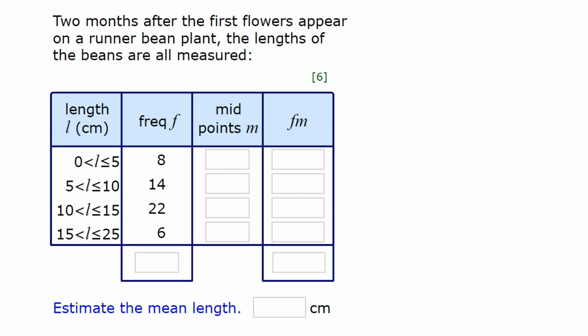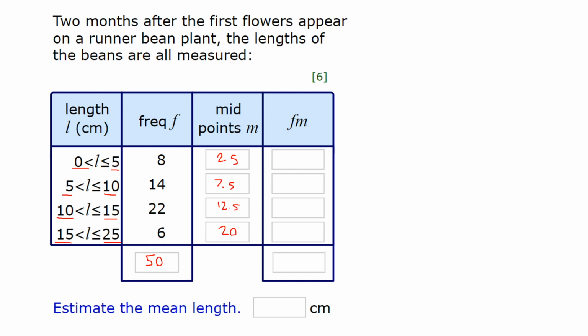What we're going to do is add up the frequencies. 8 plus 14 plus 22 plus 6 is 50 beans. Now we need to find the midpoint of the range. Between 0 and 5, it's going to be 2.5. Between 5 and 10, it's going to be 7.5. Between 10 and 15, it's going to be 12.5. And between 15 and 25, it's going to be 20.